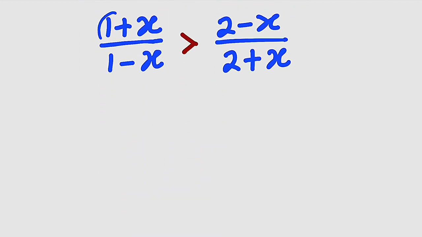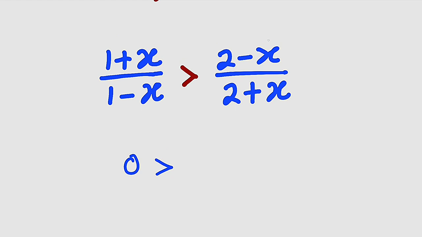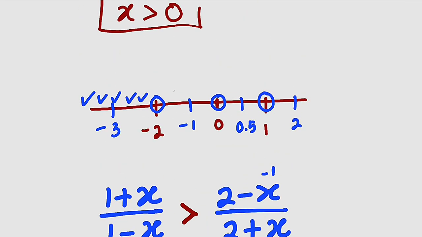We have 1 minus 1, which is 0, right? So the left hand side will be 0. And if you have x as minus 1 here, you have 2 minus minus 1, which is 3, divided by 2 minus 1 is 1. You can see that 0 is not greater than 3. Therefore, there is no solution here.